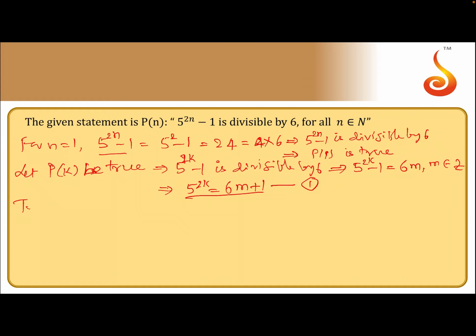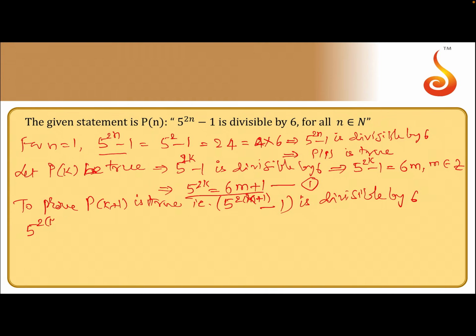We call this condition 1. Now we have to prove that the statement P k plus 1 is true. That is, we have to prove 5 to the power of 2 times k plus 1 minus 1 is divisible by 6. So consider 5 to the power of 2 times k plus 1 minus 1, which can be written as 5 to the power of 2k plus 2 minus 1.